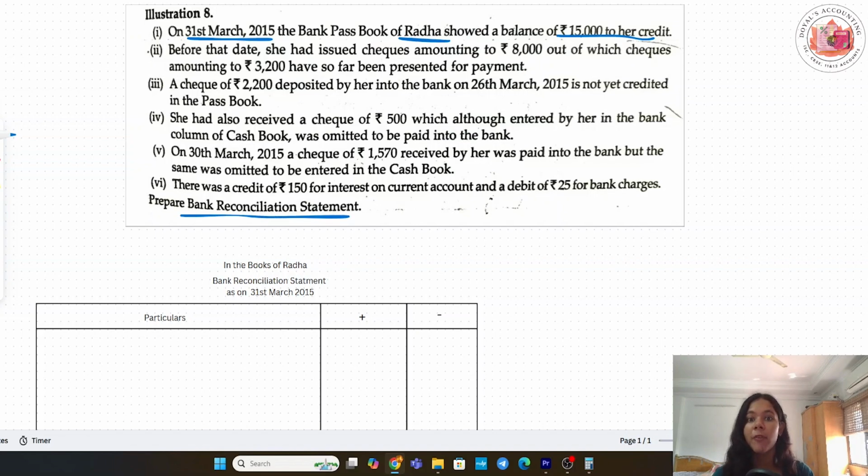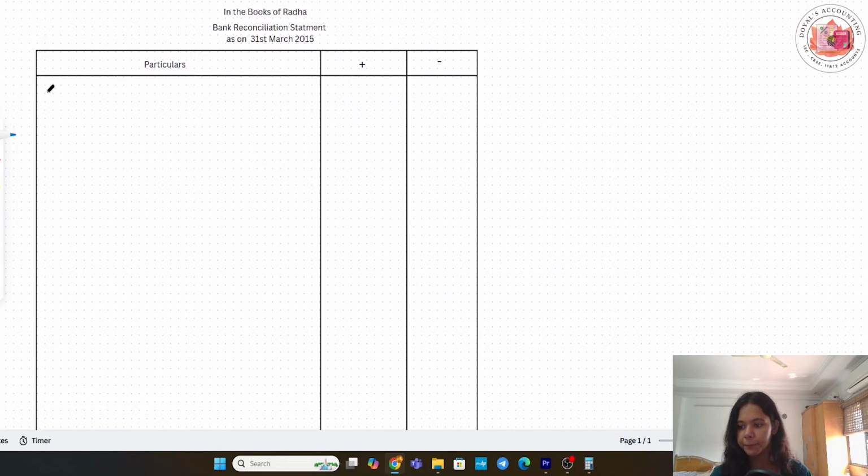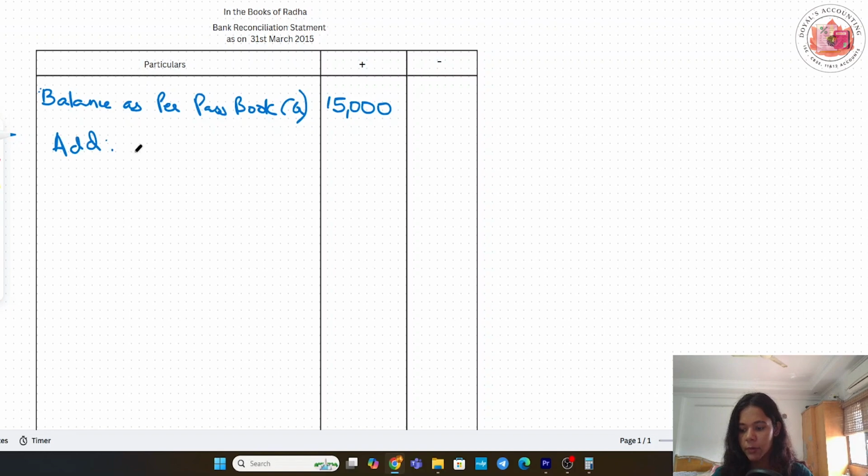In this question, they have not given us any balance as per cash book. So we have to start with the balance as per our passbook, 15,000 rupees credit. So let's write that down. Balance as per passbook, credit, 15,000. So some items I'll have to add, some items I'll have to less.